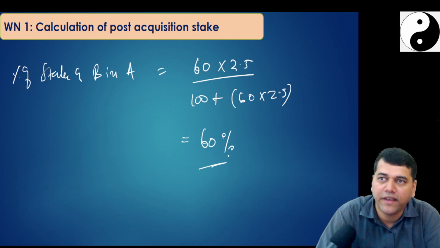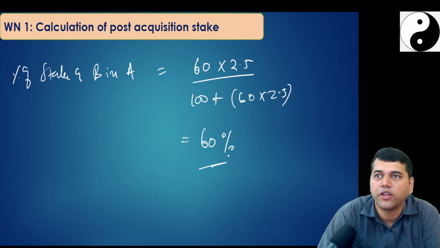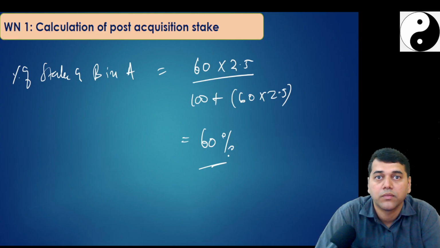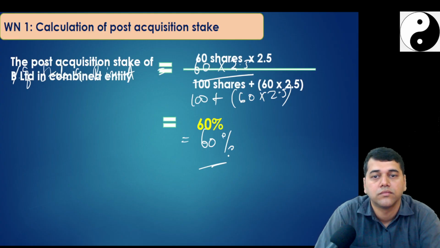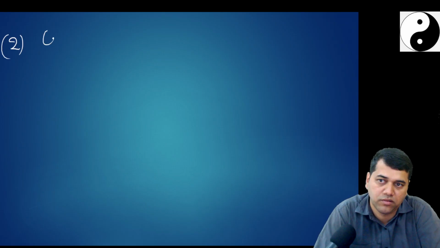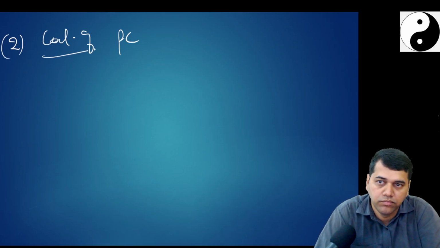Do I need to calculate the fair value of B? Not required, it is already given in the question. Otherwise, we would calculate the fair value of B because we want the fair value of B now. Working note 2 not required. So straight away we will go to the calculation of purchase consideration. Okay, right?